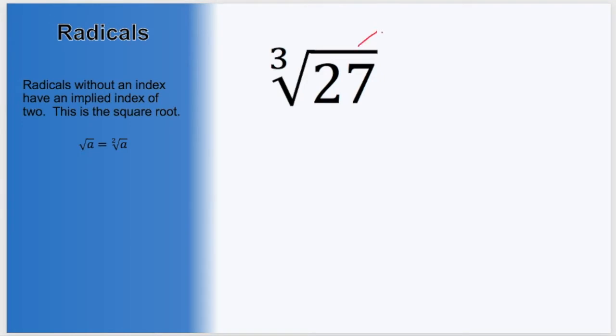This symbol right here is what is referred to as the radical. The smaller number just in front of the radical is referred to as the index, and it's this number that indicates what kind of root we will be taking. Meanwhile, the number or expression inside the radical is referred to as the radicand.